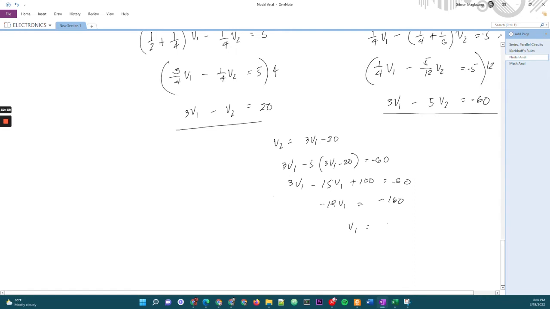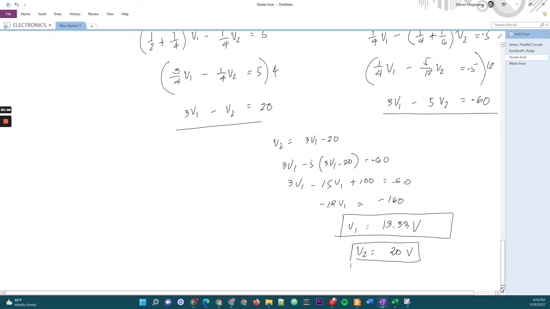And V1 should be 13.33 volts. And then we have V1. So V2 would be, i-substitute balik, so V2 would be 20 volts. Okay.